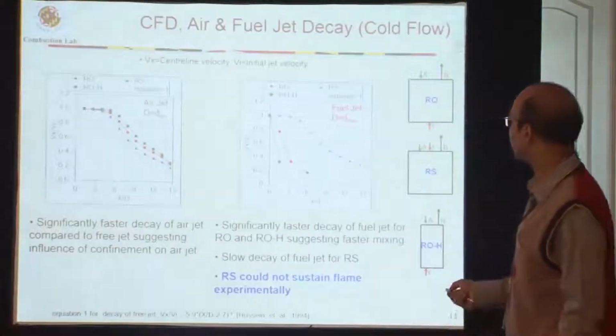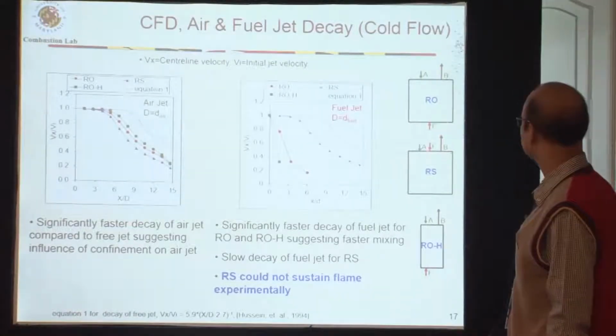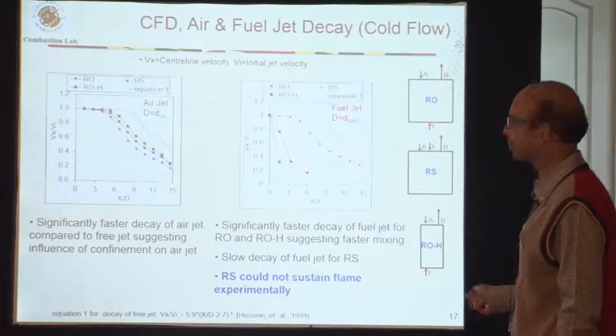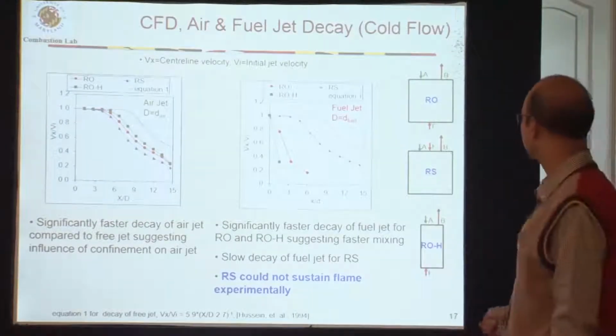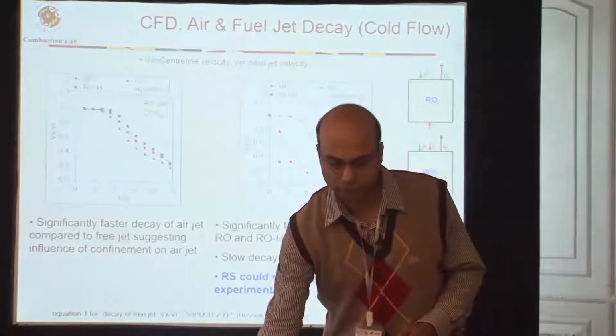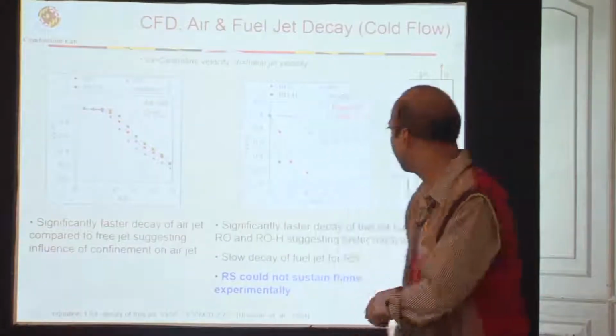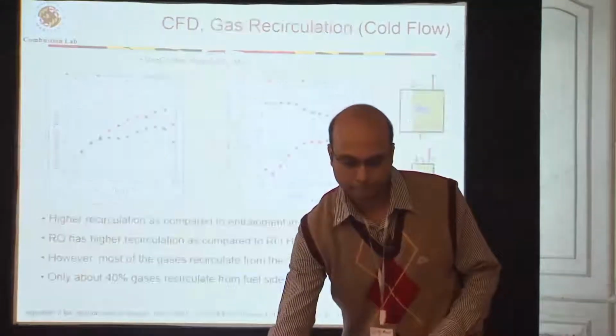Again, air jet decay, not much difference, but fuel jet decay, again for this case, RS, the decay was much delayed, and that also suggested that this configuration RS cannot sustain the flame experimentally. So we could not sustain the flame in this configuration. Only in this configuration we had the flame.